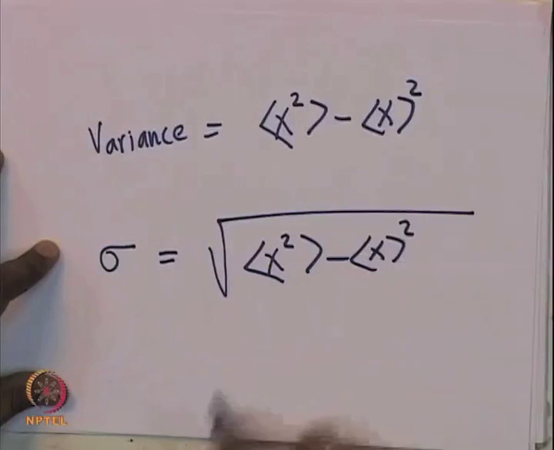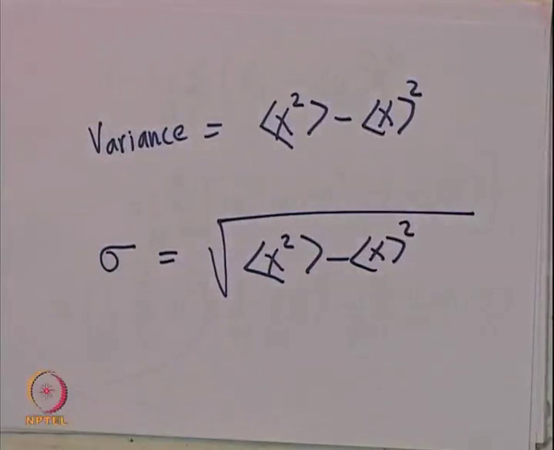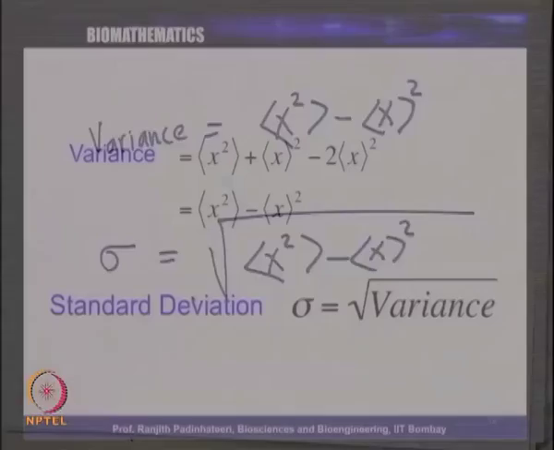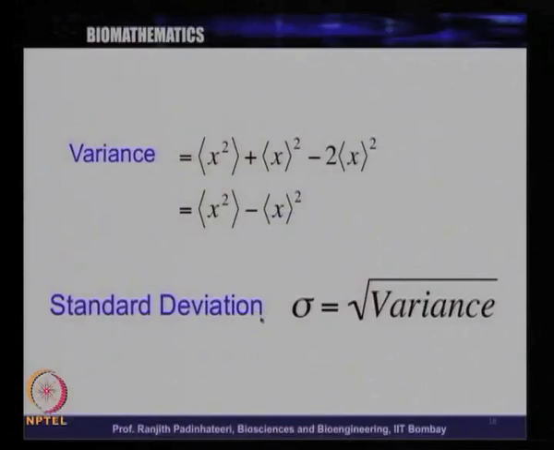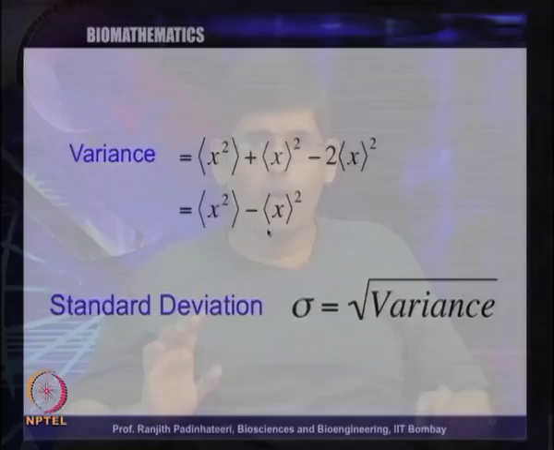So this is the definition of standard deviation. The standard deviation can be defined as sigma equal to the square root of the variance, which is the square root of x square average minus x average square. Okay. So now you understand how to calculate the standard deviation.